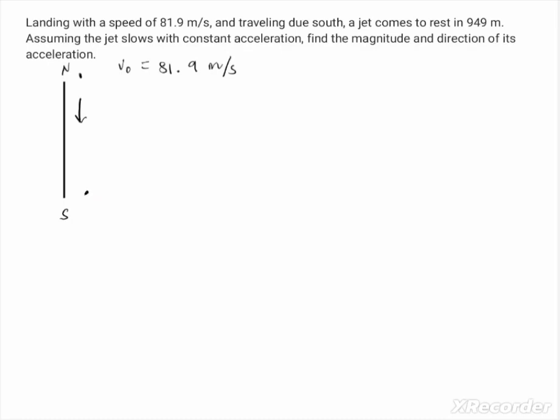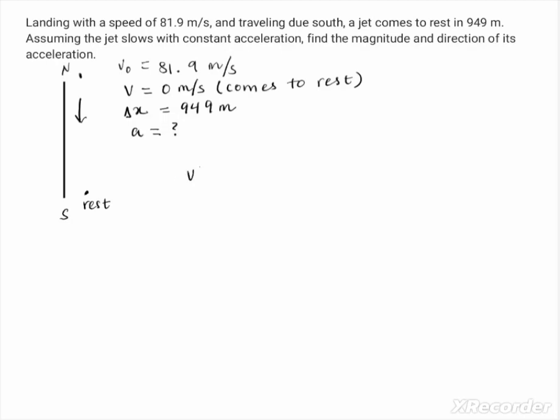So when it gets here, it's at rest. So when something is at rest, the velocity is 0. So our v final is 0 meters per second. And how far has this gone? 949 meters. So that is our displacement. So if we look at the kinematics equations, now we want to find the acceleration. So here it's 0 because it comes to rest.